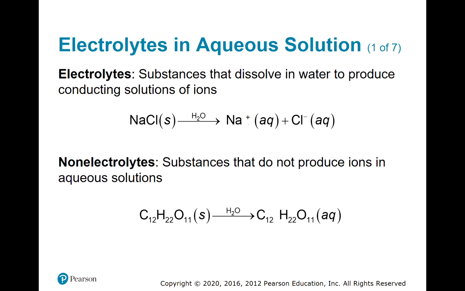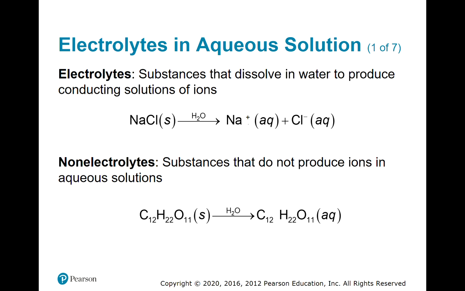electrolytes and non-electrolytes. So in aqueous solutions, which is a solution where water is the solvent or the main component of the mixture, electrolytes are substances that dissolve in water and split apart to produce conducting solutions of ions, and by conducting I mean electrically conducting. Now, these are mostly ionic compounds. We'll see a more comprehensive list of electrolytes in a later slide. But a good example of a substance that's an electrolyte in water would be sodium chloride.